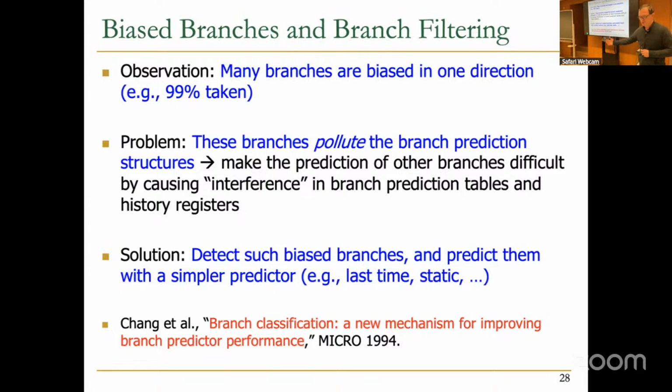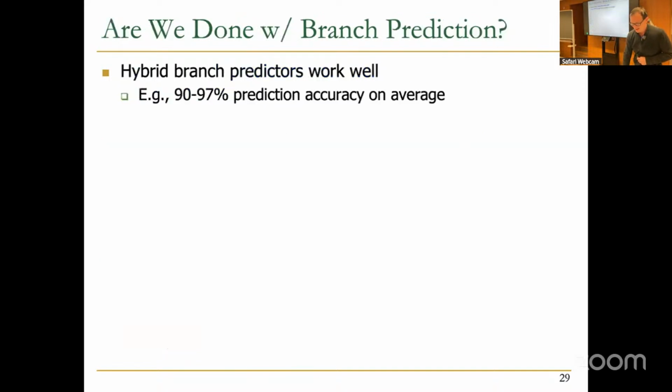You want to focus your hardware for things that are difficult. We're going to see that idea more and more soon. Okay, so basically, are we done with branch prediction? A lot of people said, oh, these hybrid branch predictors, we're done with branch prediction.